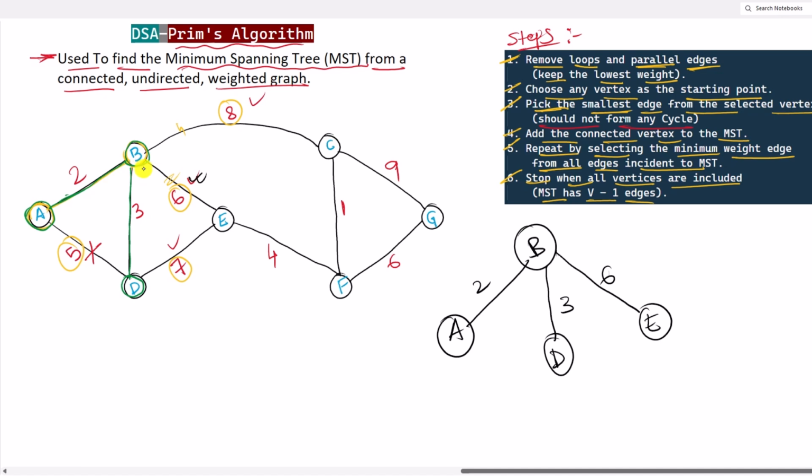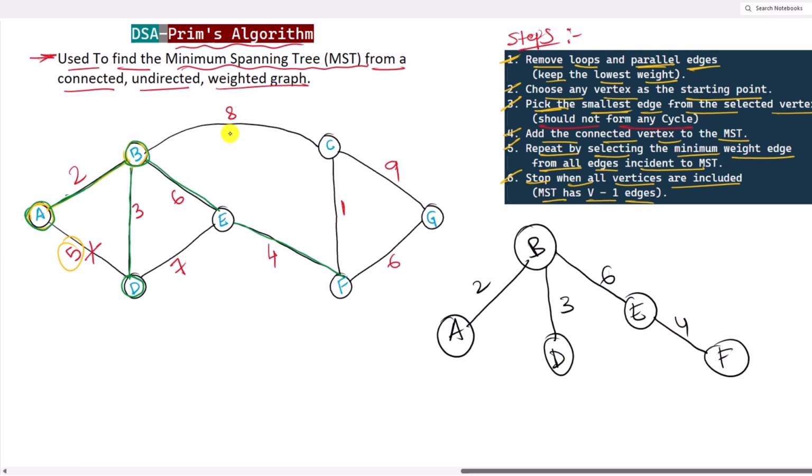So we have taken these three edges. We're going to follow the same process. Again we're going to compare between the edges 7, 4 and 8. Among them we're going to choose this edge with the smallest weight. Here we're going to choose the edge with the weight 4.